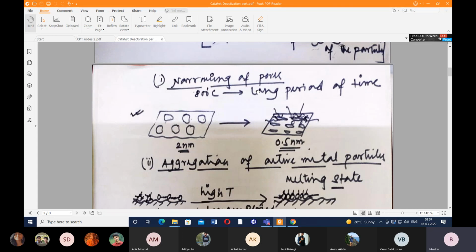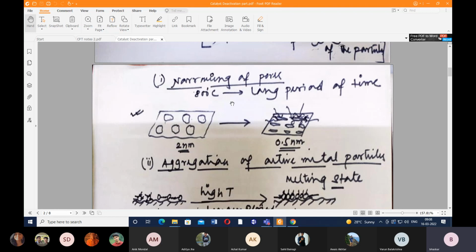Let's assume I'm carrying out one gas phase reaction at a temperature of around 800 degrees Celsius for a longer period of time. Again, this is our catalyst. This catalyst has active metals, and this is our support. These are not the active metals. Here I don't want to show you the active metals since I'm handling the pores.